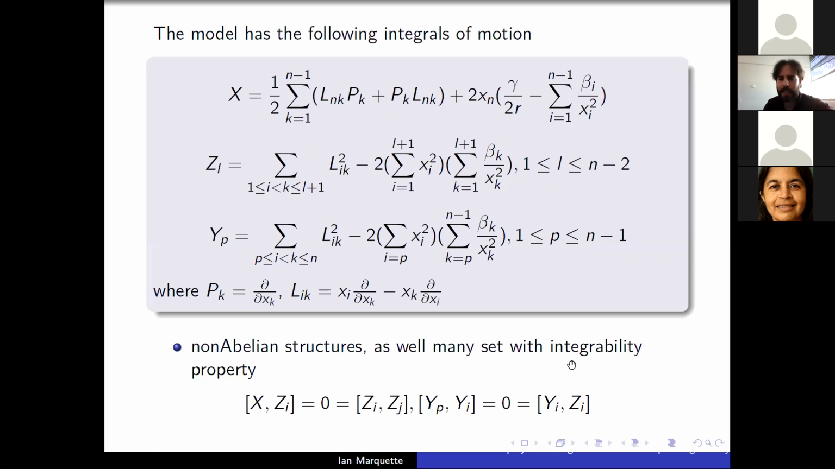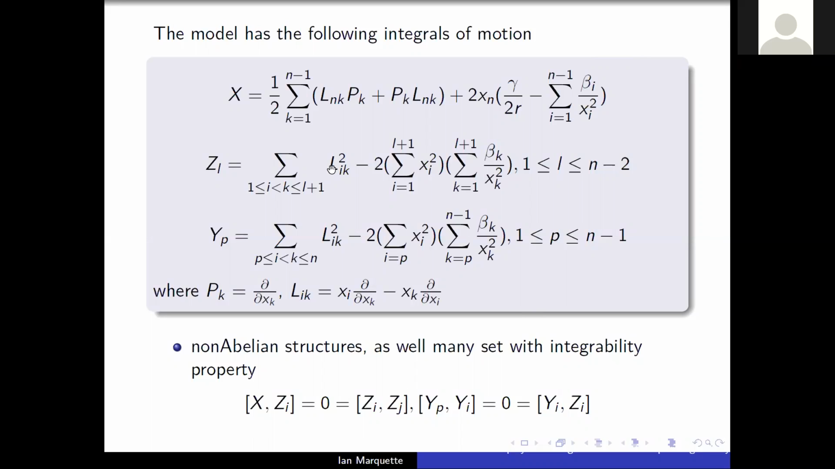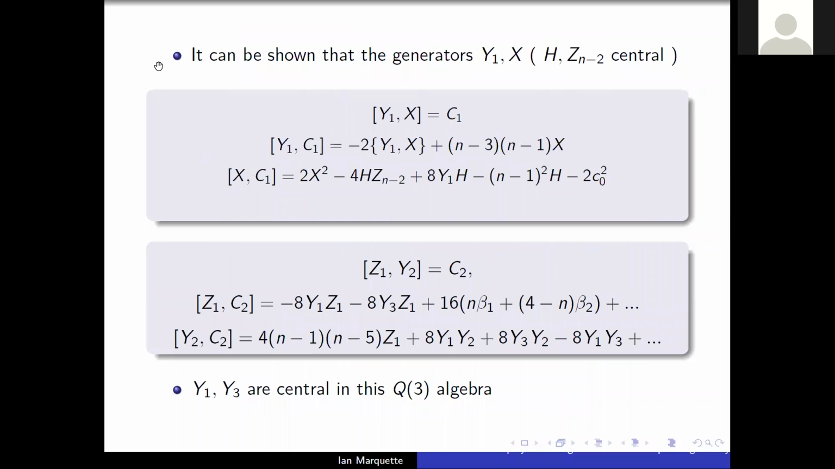But there are many of these integrals that commute among each other, but there are also many sets of n commuting integrals. And by construction, in some way, the Y_i commute with Y_P, and the Z also commute. So the Z commute among each other, but the Z don't commute with the X. And okay, one thing to see is that you can form a quadratic algebra with only 3 generators.